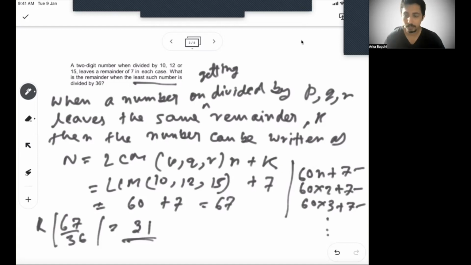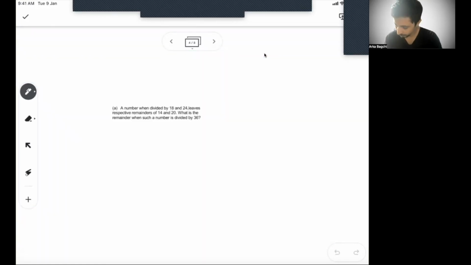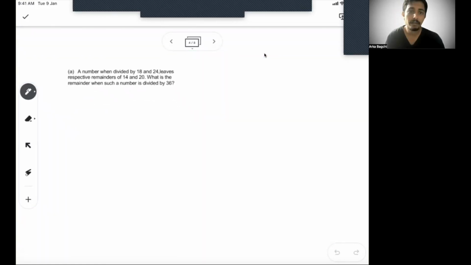Okay. Let's move to the next problem. A number when divided by 18 and 24 leaves a remainder of 14 and 20. When you divide by 18 it gives a remainder of 14, when you divide by 24 it gives a remainder of 20. So here also the gap is 4, here also the gap is 4.